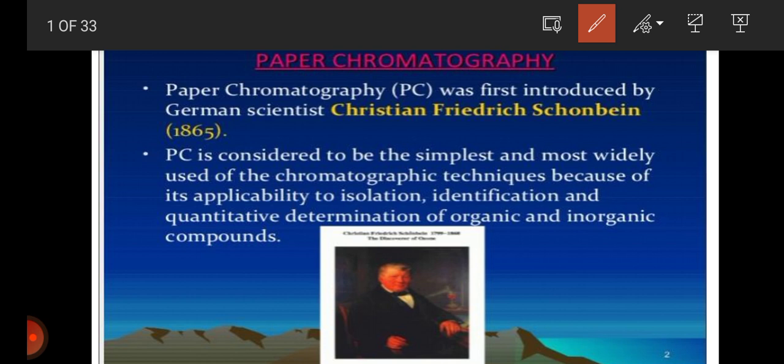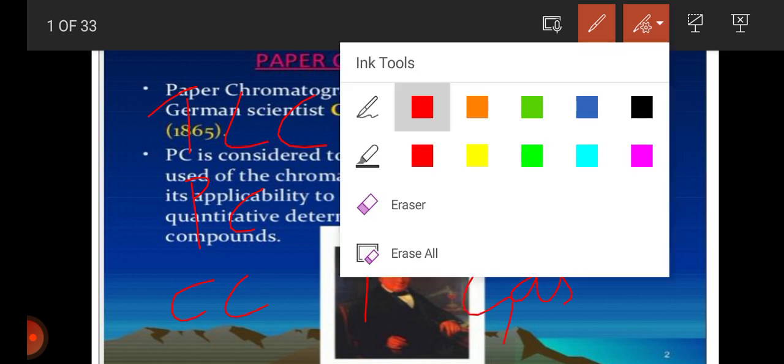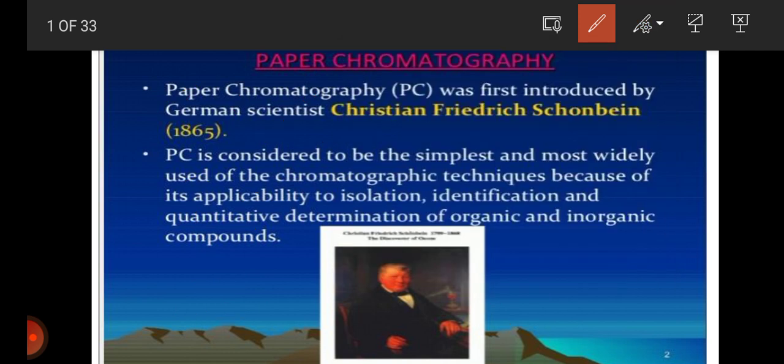Then how many types of chromatography are there? Like thin layer chromatography, paper chromatography, column chromatography. Apart from that, highly improvised developed techniques like high performance liquid chromatography, high performance thin layer chromatography, or gas chromatography. These are a few examples of chromatography techniques. So today we are going to learn about paper chromatography. Paper chromatography was first introduced by a German scientist by the name Christian Friedrich Schonbein. He is the person who developed paper chromatography for the first time.